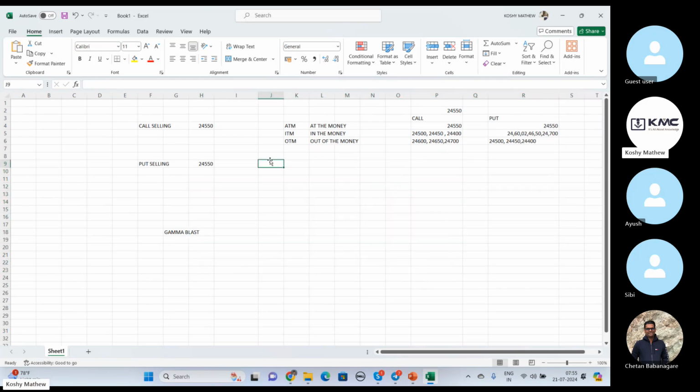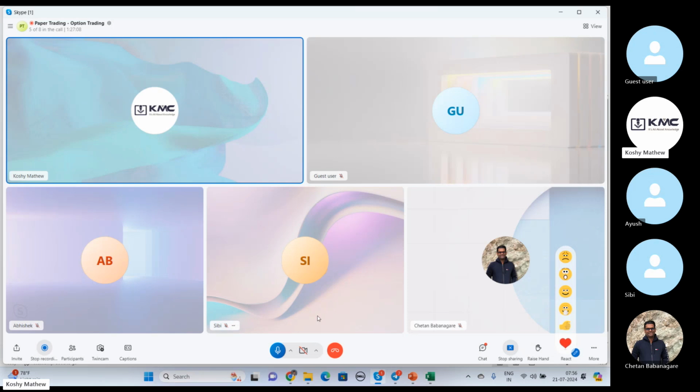All selling, put selling. What strike price to buy: at the money, in the money, or out of the money? I'll show you what is in the money, at the money, or out of the money with the chart.